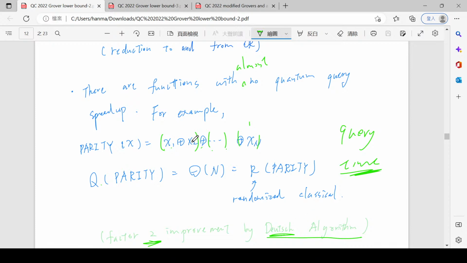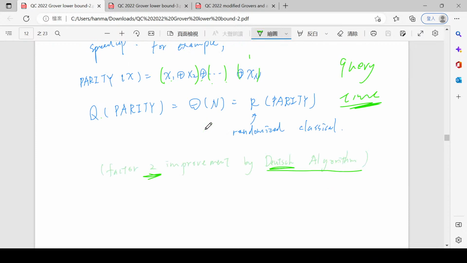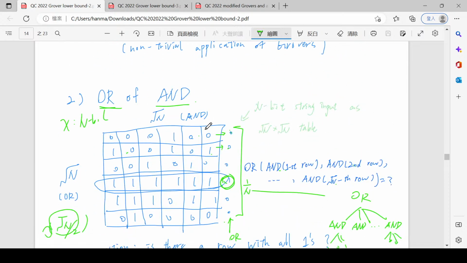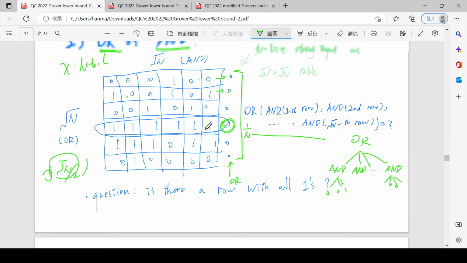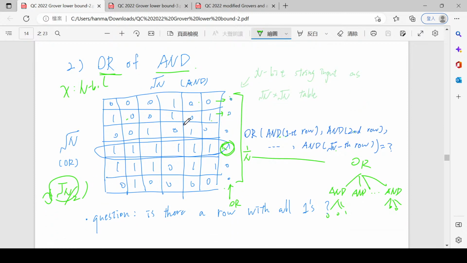So now the big question in quantum computation theory is what is the quantum query complexity of all sorts of problems. This is a baby course for quantum query complexity. The first function we see is this OR of ANDs. We know OR takes square root n queries and AND takes square root n queries. What if we compose the OR function and the AND function together?